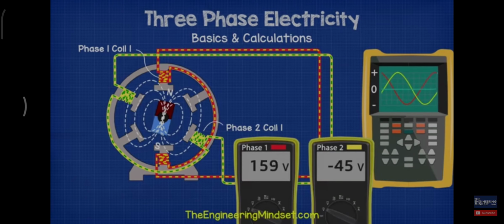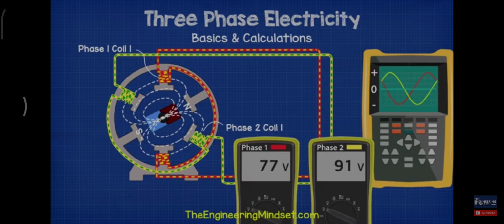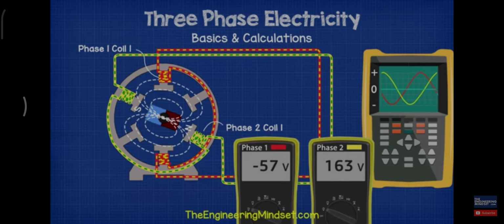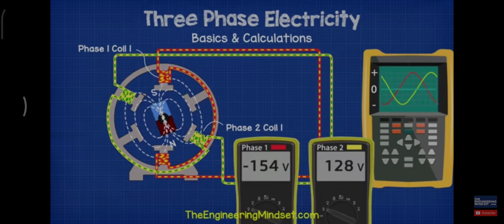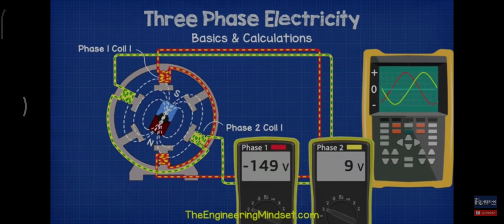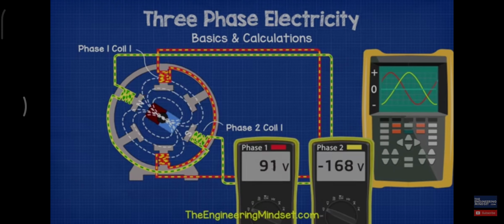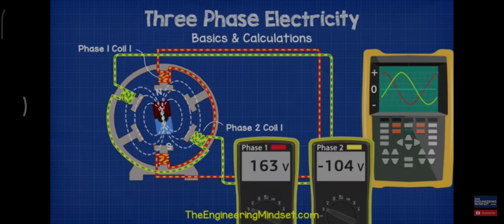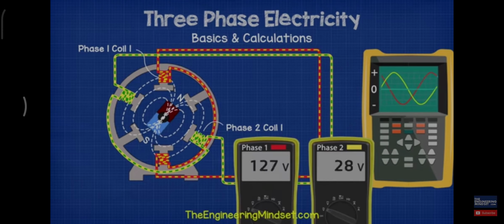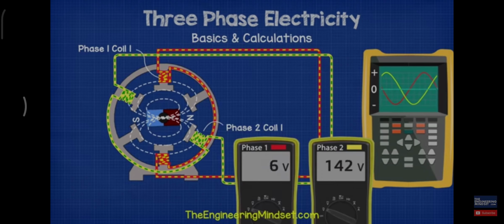If we added a second coil set 120 degrees rotation from the first, then we get a second phase. This coil experiences the change in magnetic field at different times compared to the first phase, so its waveform will be the same, but it will be delayed. The second phase waveform doesn't start until the magnet rotates to 120 degrees rotation.